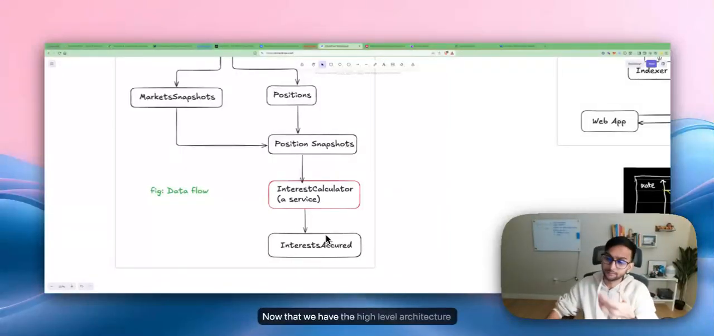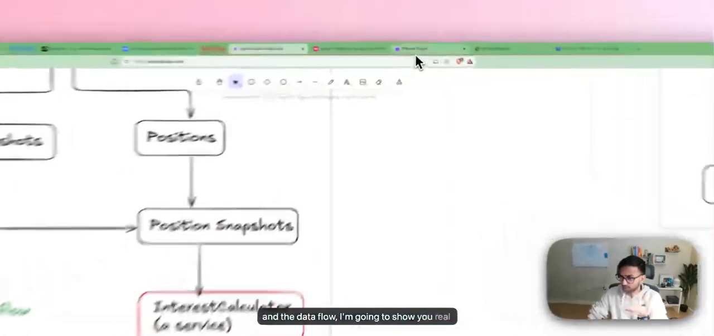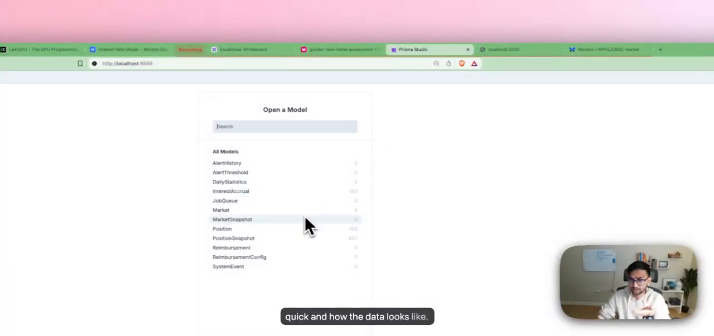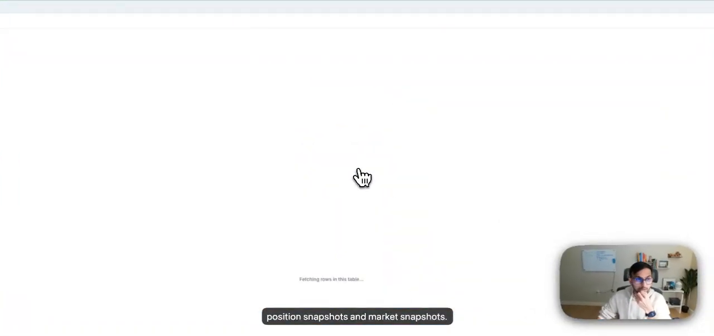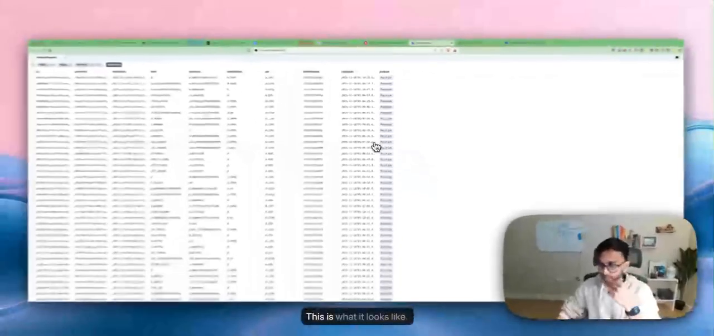Now that we have the high-level architecture and the data flow, I'm going to show you real quick how the data looks. Here we have quite a large number of position snapshots and market snapshots, and this is what it looks like.